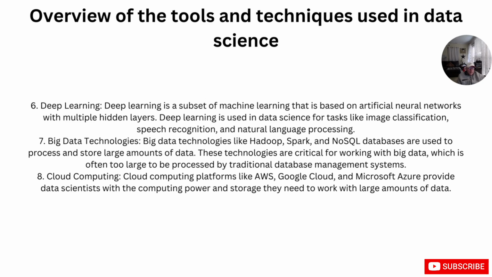Big data technologies like Hadoop, Spark, and NoSQL databases are used to process and store large amounts of data. These technologies are critical for working with big data, which is often too large to be processed by traditional database management systems. Number 8, and one of my favorite, cloud computing. Cloud computing platforms like AWS, Google Cloud, and Microsoft Azure provide data scientists with the computing power and storage they need to work with large amounts of data.